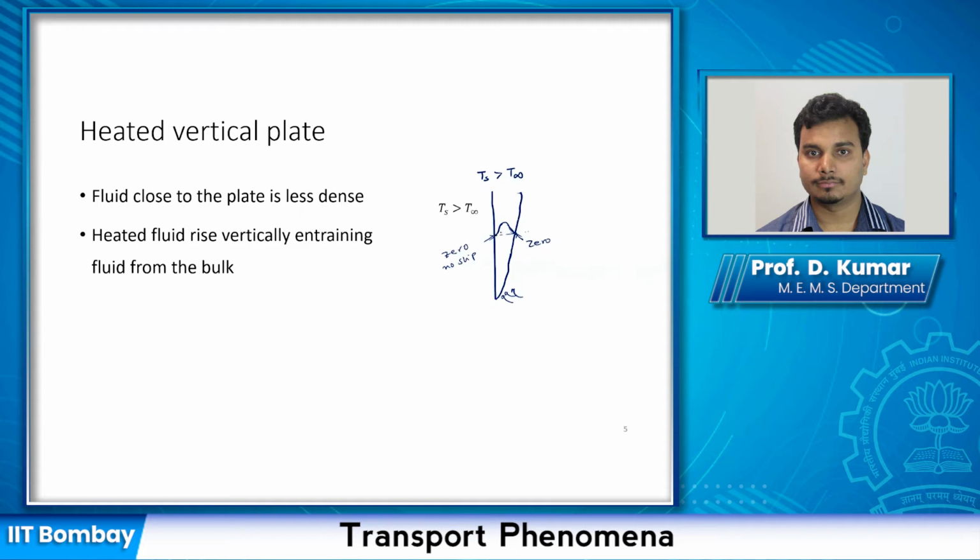Okay, so you should recognize this again. It will go through maximum, then it will come down, and the boundary layer development in this case happens because of entrainment effect as well.